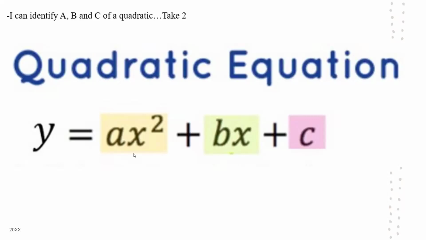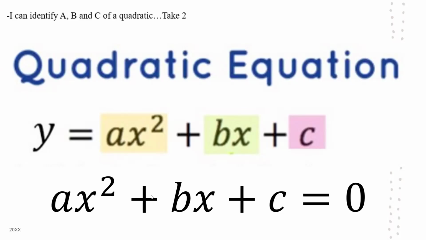All right, so remember, y equals ax squared plus bx plus c. That's the form of a quadratic equation. The a, the b, and the c. A goes with x squared, b goes with the linear term, and c is the constant number. For all intents and purposes for us today, guys, we're going to get everything over to one side, and we need it to equal 0.